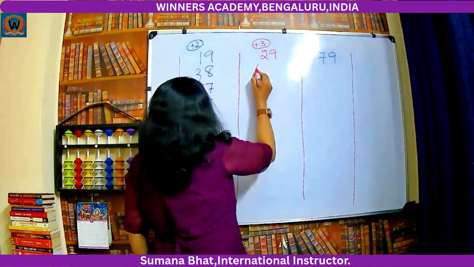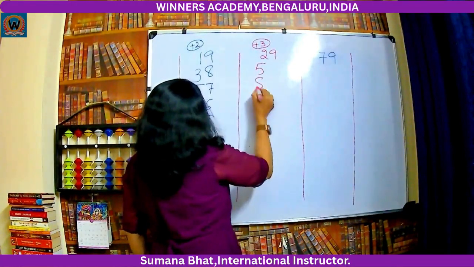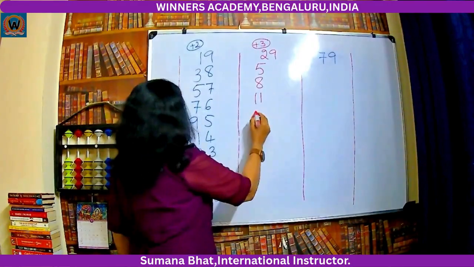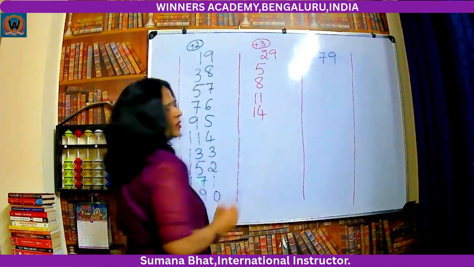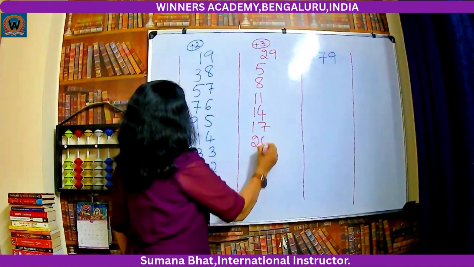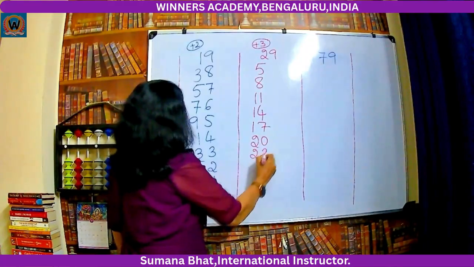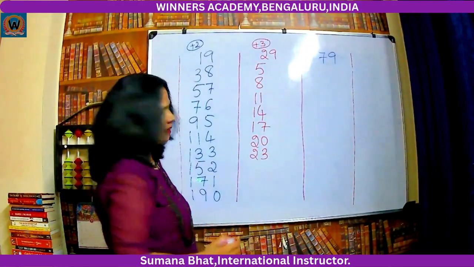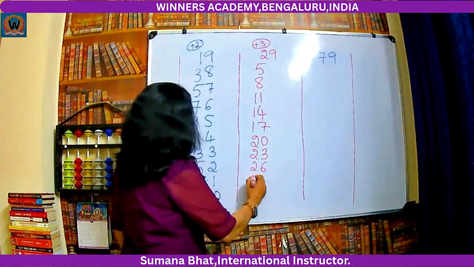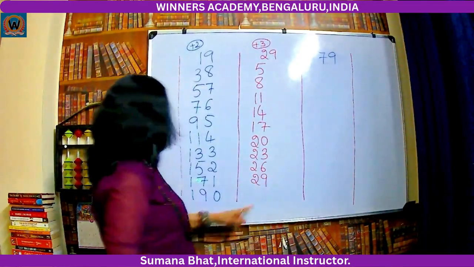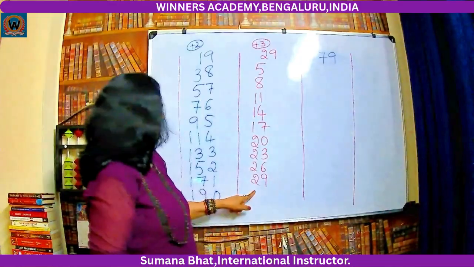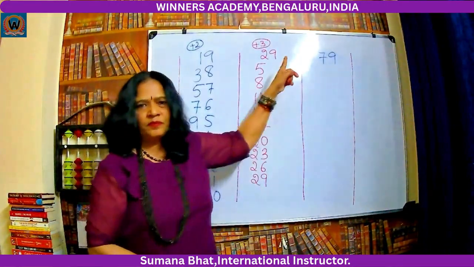2 plus 3, 5. 5 plus 3, 8. 8 plus 3, 11. 11 plus 3, 14. 14 plus 3, 17. 17 plus 3, 20. 20 plus 3, 23. Add 3 again, 26. Again add 3, 29. Given number is also 29. Now what do you have to do?